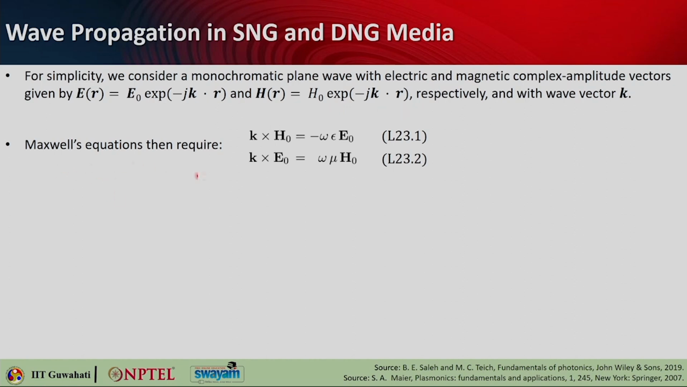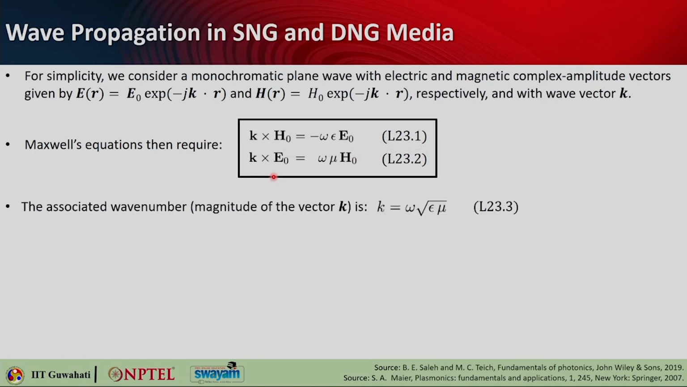Maxwell's equations then require these conditions to be satisfied: k cross H0 equals minus omega epsilon E0, and k cross E0 equals omega mu H0. So the knowledge of E can give you H, and the knowledge of H can give you E, and that is how they are interconnected. From the wave vector, you can also know the associated wave number k, which is the magnitude of this vector, and can be related to omega times the square root of epsilon mu.